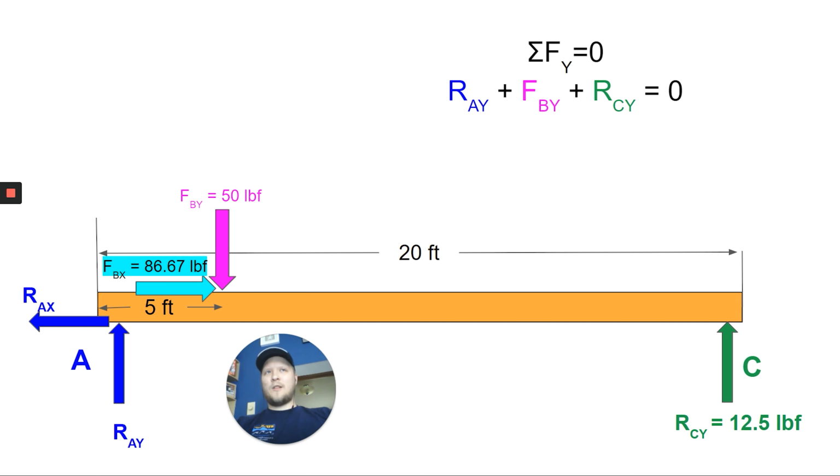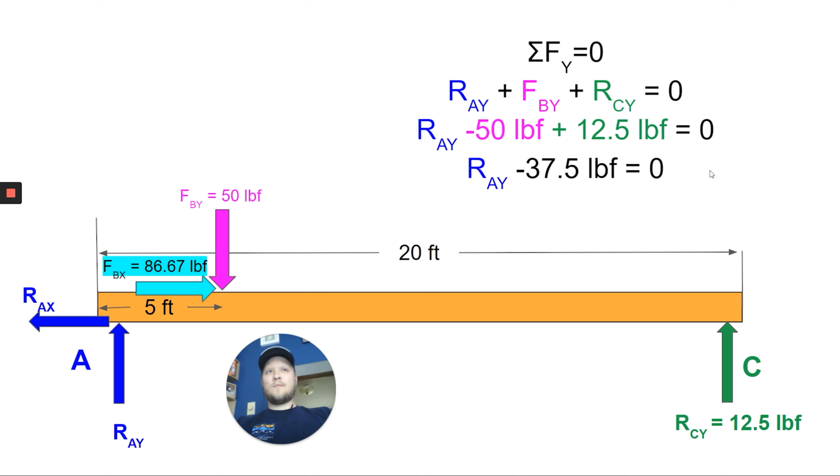Now let's do the components in the y direction. We know everything in the y direction has to add up and equal 0. So RAY plus FBY plus RCY has to equal 0. RCY we just found was 12.5 pounds. FBY is negative 50 pounds because it's going in the negative y direction, and we don't know RAY yet. So we simplify, move it to the other side, and we're left with RAY has to equal 37.5 pounds of force.